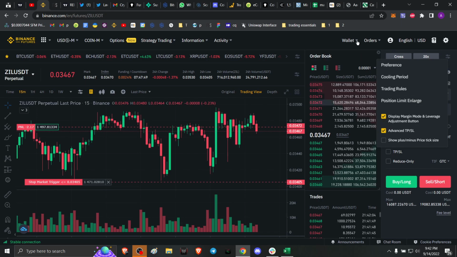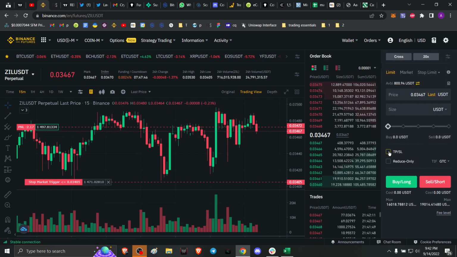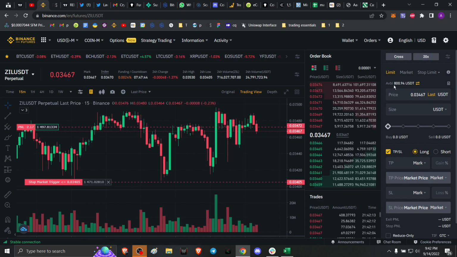So once you have this checked in, come down, you will have this particular thing here, select TP and SL. Say I have $800 in my balance right now, and I want to trade $500 worth of Zilliqa, and I want to open this long position. I've opened this long position at 3472, so I'm just going to keep the same numbers here. And my stop loss is at 3405. Once you enter this, you will know how much money you're going to lose if the SL gets hit. So you're going to lose $9.6 if you trade $500 worth of Zilliqa.